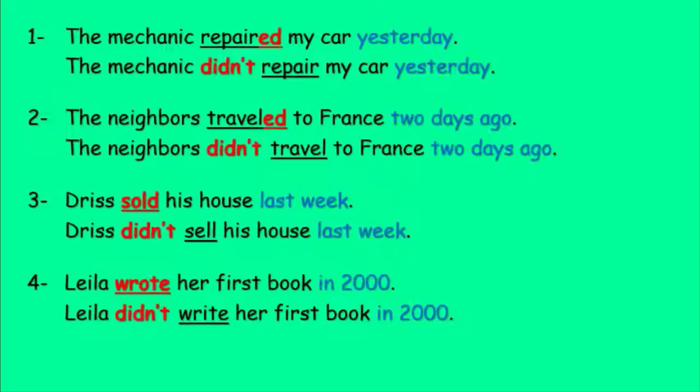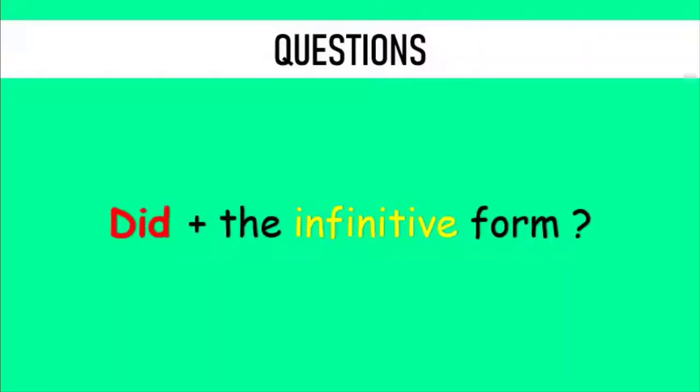Leila wrote her first book in 2000. Leila didn't write her first book in 2000. We have didn't plus the infinitive form of wrote, which is write. Now, the question forms. We make the question form with did plus the infinitive.